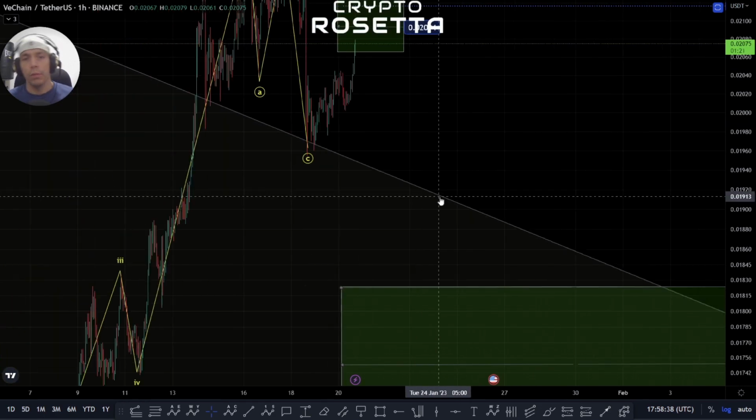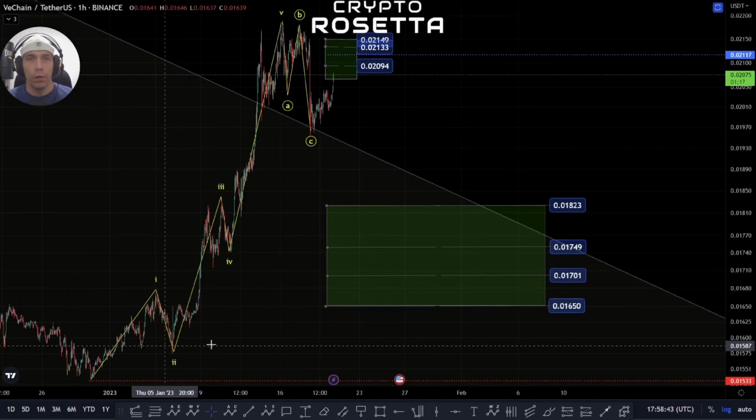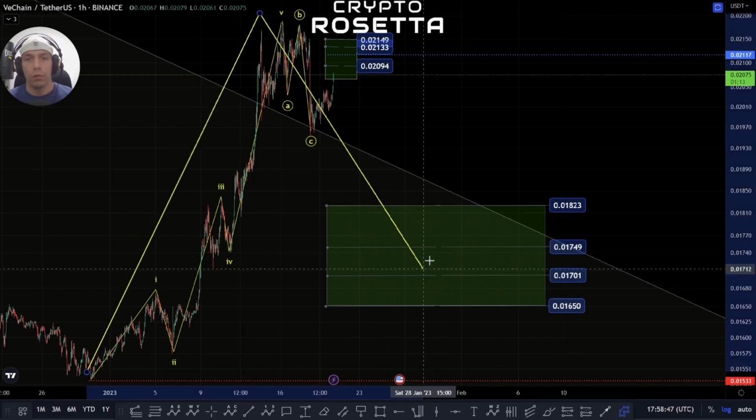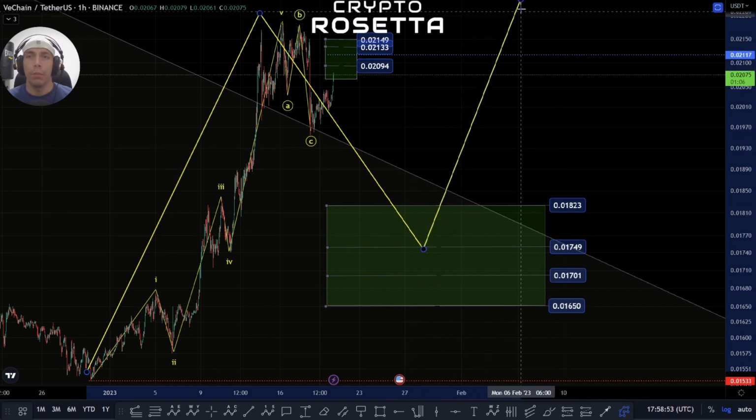But if we're looking for a corrective structure within this, basically what we'd be looking for, so the whole idea is that if we've completed this move to the upside here, what we'd be looking for is this retracement. So if we're looking for this deeper retracement here, we'd want to see this move into this zone and then look for that push back to the upside.